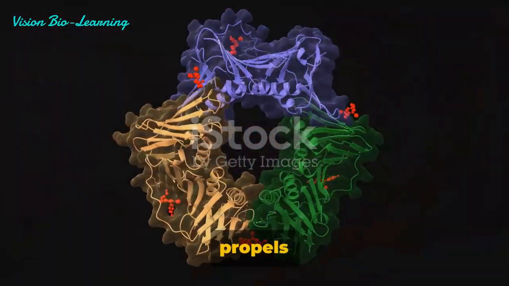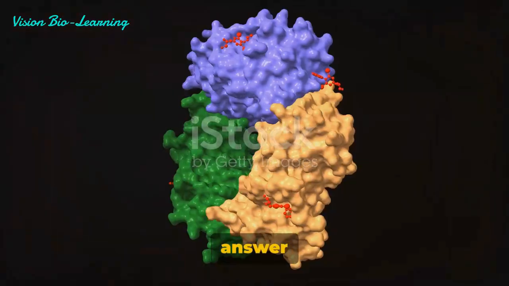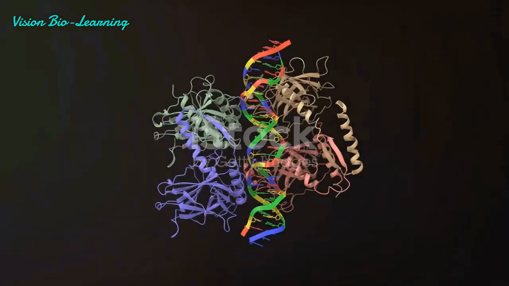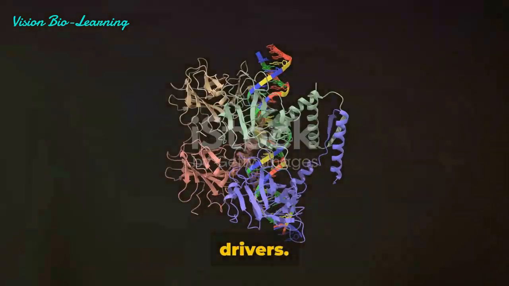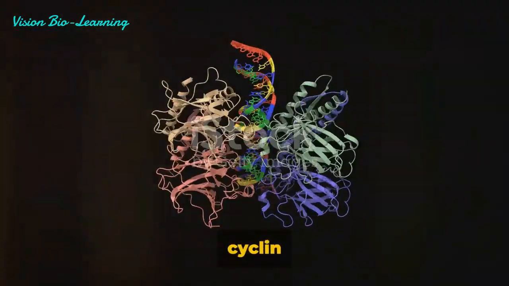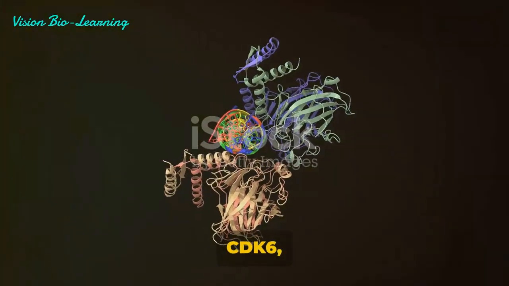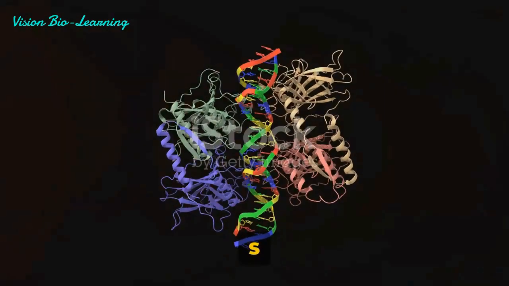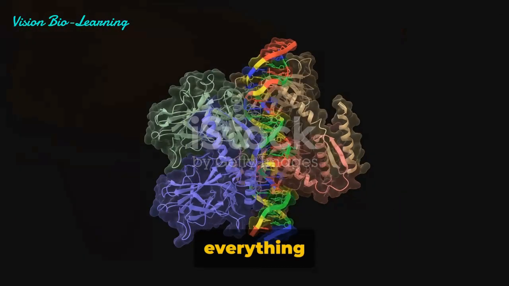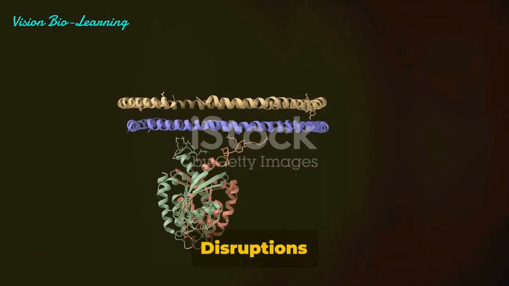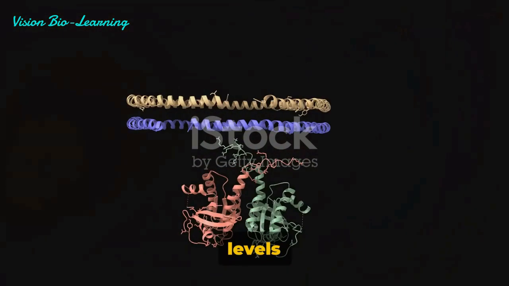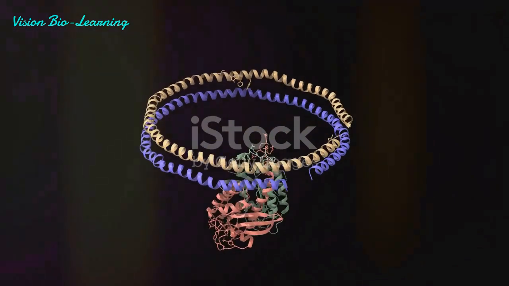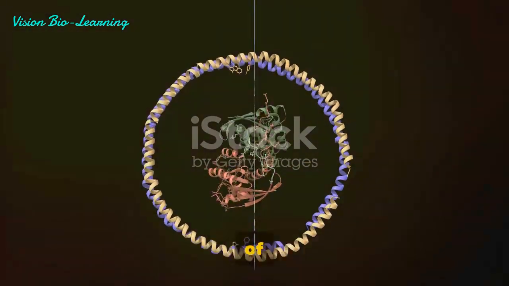Now, what propels the cell through this cycle? The answer lies in proteins, specifically cyclins and CDKs. These act as the cell cycle's drivers. For example, when cyclin D binds to CDK4 or CDK6, it triggers a series of events that lead to the S phase. However, not everything always goes to plan. Disruptions in cyclin-CDK levels can upset the balance, causing cells to grow in an uncontrolled way. And this, my friends, is a hallmark of cancer.